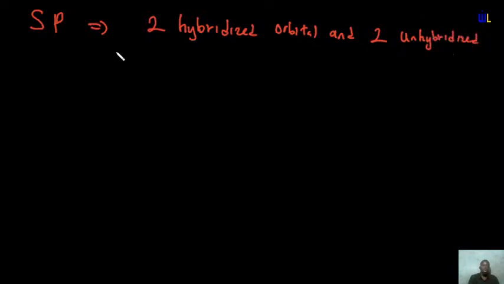Okay, having said that, the next point to take note of is how many sigma bonds and how many pi bonds will be found in an sp carbon atom or an sp hybridized carbon atom. Yes, let's put out our answers. How many sigma bonds and how many pi bonds?